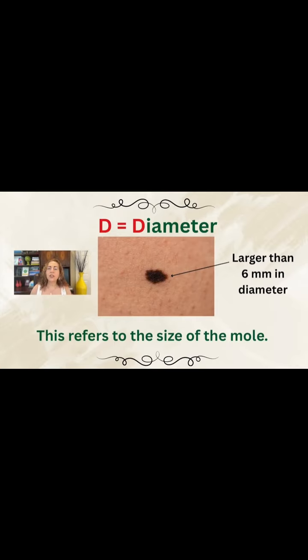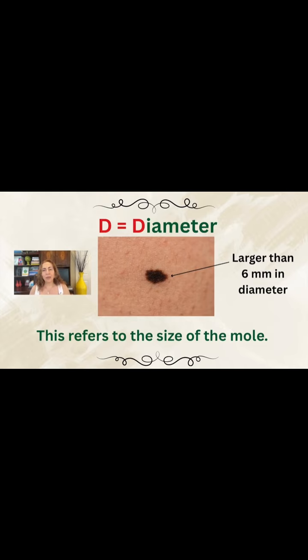Then we have D, that stands for diameter, larger than 6 millimeters. This refers to the size of the mole or lesion. While benign moles are usually small, a warning sign for melanoma is a diameter larger than 6 millimeters, about the size of a pencil eraser.